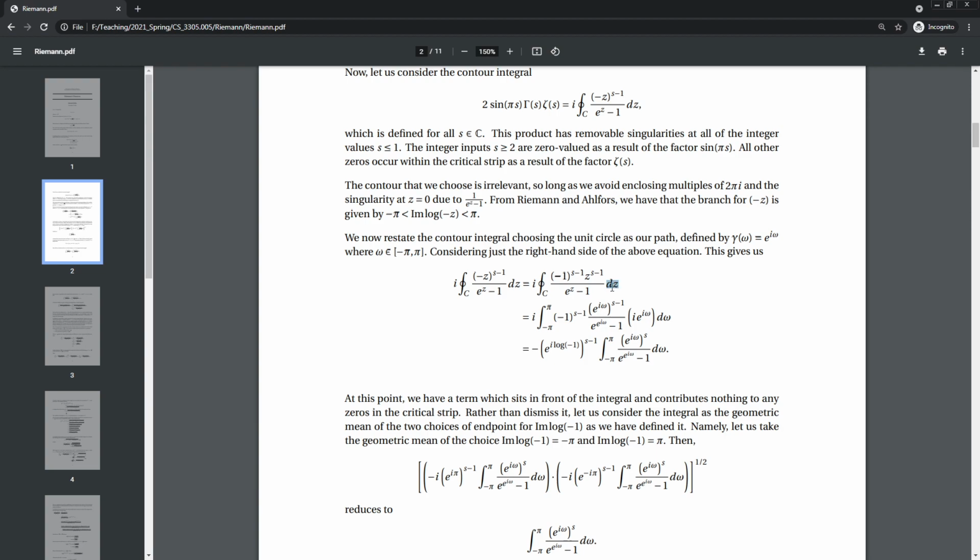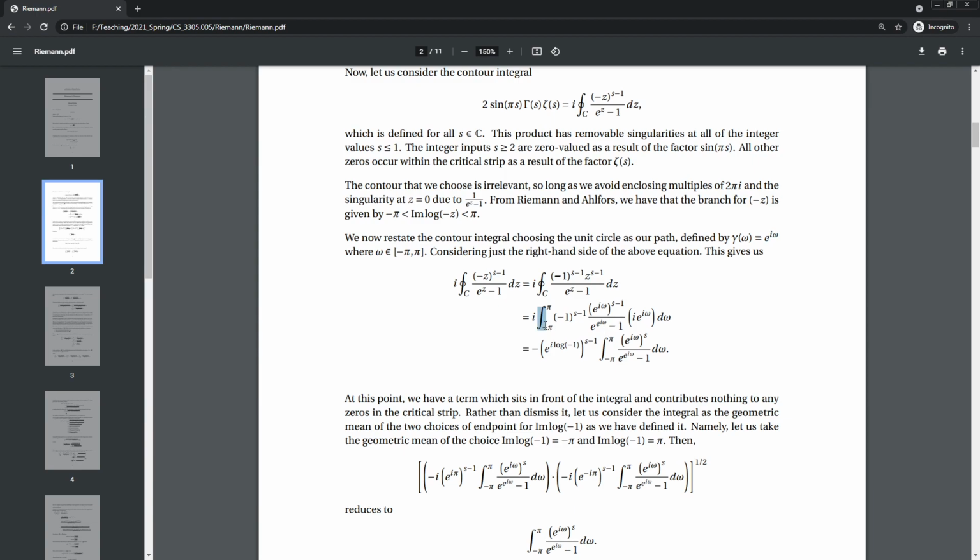And so e to the i omega replaces the variable of integration, and the derivative of our function, dz, is going to be this. The derivative of the exponential e to the x is e to the x dx. So in this case, it's e to the i omega d i omega, well, and that's i, right? And then we have this new variable of integration. So this is just the substitution step where we've replaced z algebraically.